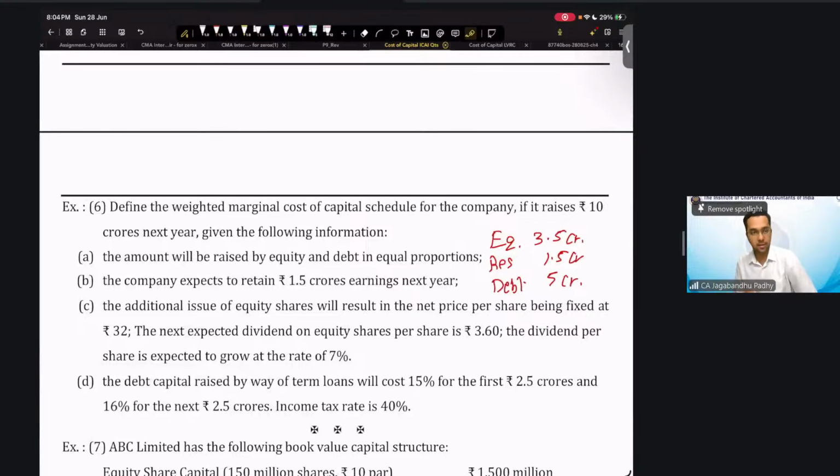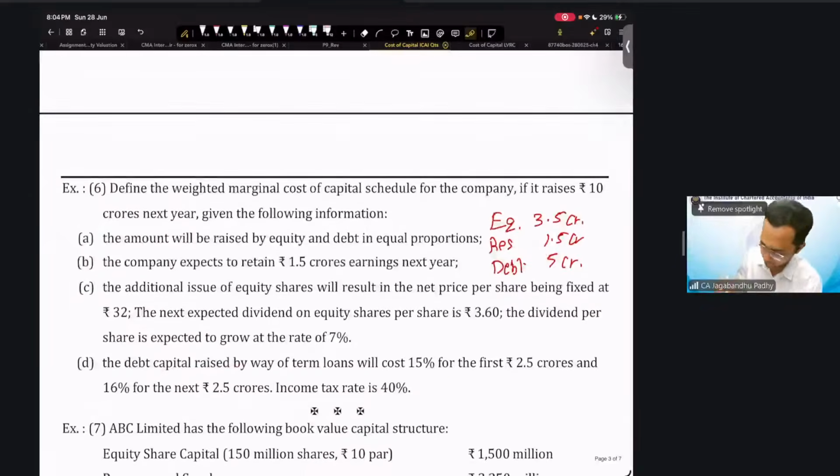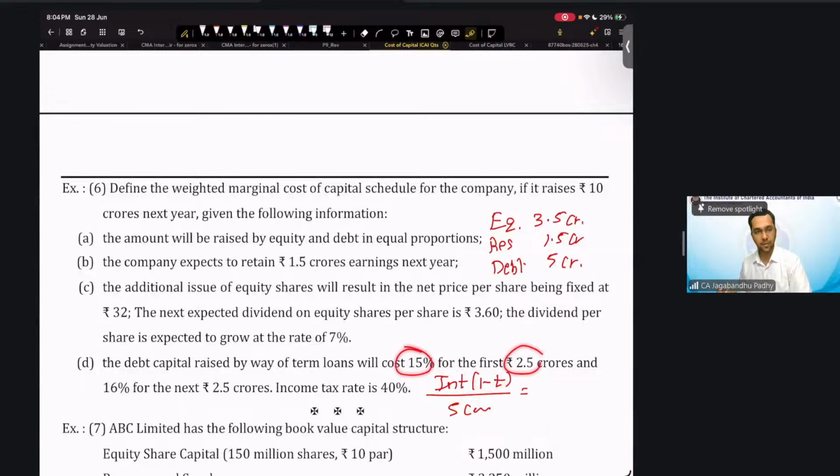So first you need to calculate the cost of equity. So for cost of equity, you have this price, you have the D1 and the growth rate in dividend. Of course, that will give you K, and debt interest needs to be computed. So here the formula will be interest into 1 minus T upon 5 crores. So you need to compute the interest. Now interest will be computed as what? 15% of 2.5 crores and 16% of the other 2.5 crores, because total debt is 5 crores. And then you have to take the weighted average. Got it? Yeah. So just try to solve it now.